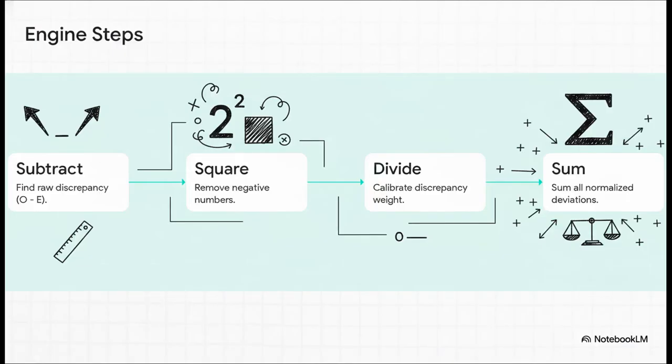The math can look a little intimidating at first glance, but let's break it down into 4 completely logical sequential steps. Step 1, you subtract your expected value from your observed value. Boom, that gives you your raw discrepancy. Step 2, you square that result. Why? Well, because we want to remove any negative numbers so our deviations don't just magically cancel each other out. Step 3, you divide by the expected value to calibrate the weight of that discrepancy relative to its size. And finally, step 4, you just sum up all those normalized deviations. That final sum? That's your chi-square value.